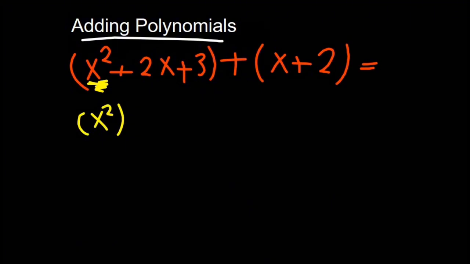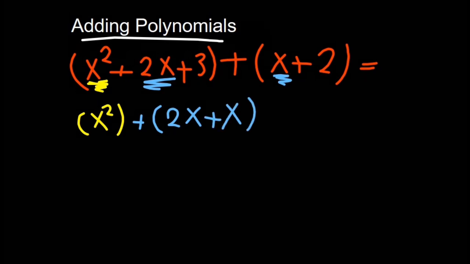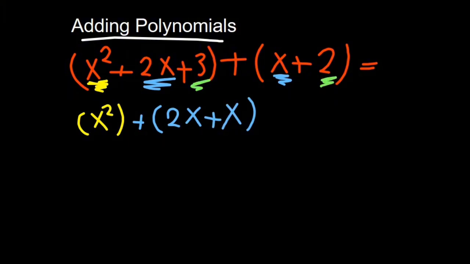Second, I'm going to check the 2x with what? With the other x from the other polynomial. So I'm going to put plus, 2x plus x. Now, let's check the last two terms, which are 3 and 2. So I'm going to put the constant numbers, which are the numbers that don't have any variable. So it's 3 plus 2.